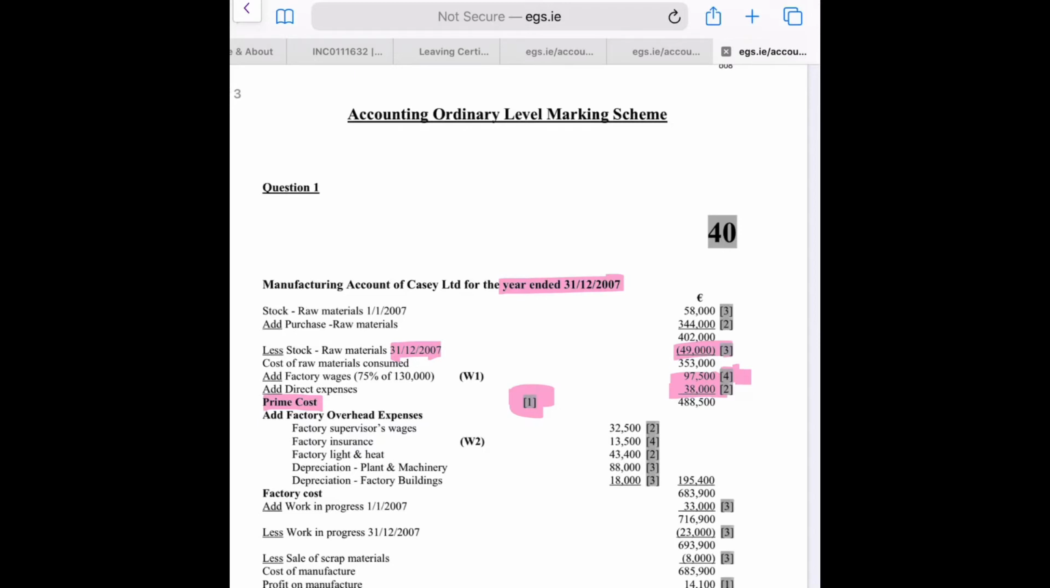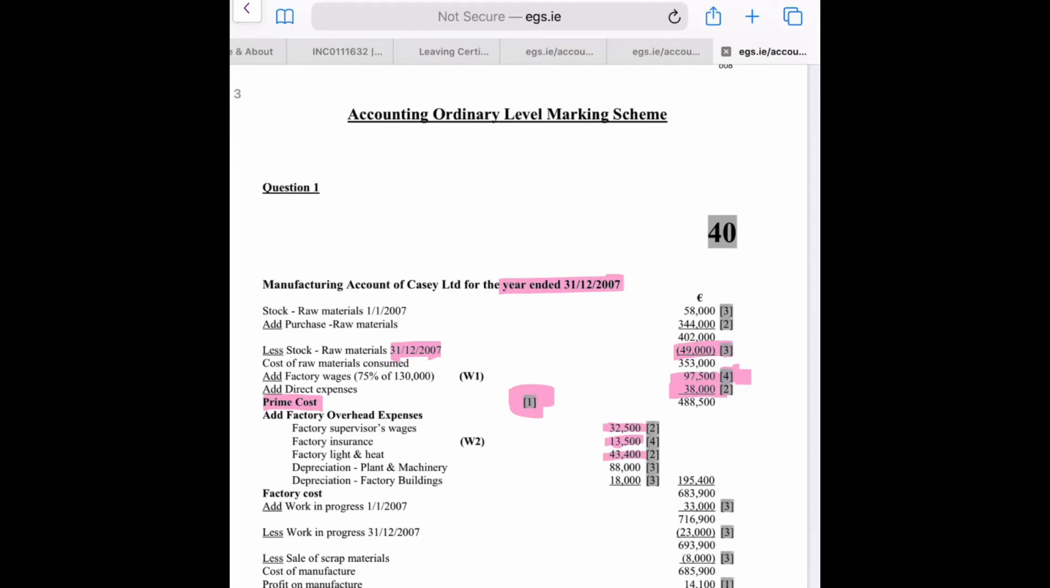Okay, then you're going in with your factory overhead. So add factory overheads. These are your indirect, so anything that I've labelled as an indirect expense. So you've got factory supervisors' wages, which is what you've split. So it's the other part of the factory wages, 32,500. That's coming from the workings. Factory insurance, we also adjusted that because we had some paid for next year, 13,500. Factory light and heat, that's coming straight from the trial balance. You're only getting 2 marks for that one, €43,400.